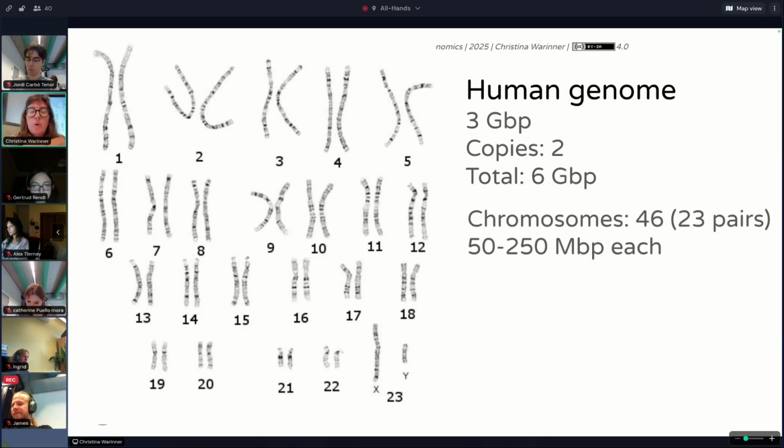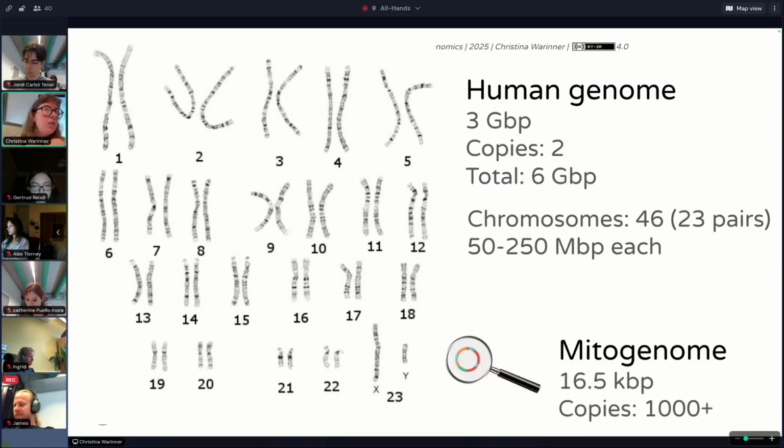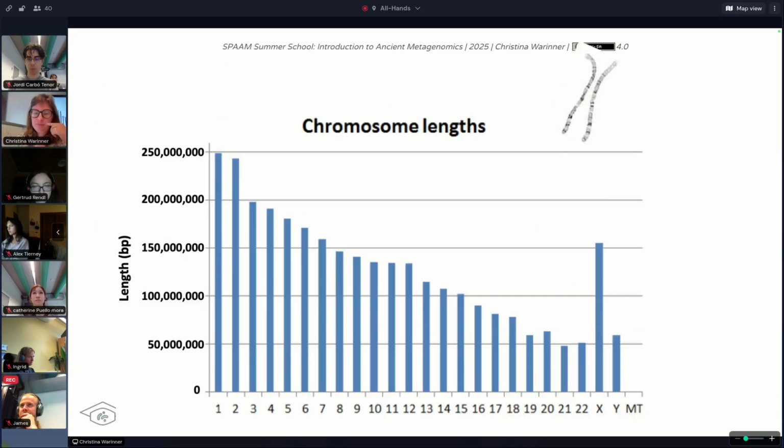We have 46 chromosomes that are arranged into 23 pairs, and they range from about 50 million to 250 million bases each. And we also have a mitochondrial genome, sometimes abbreviated to mitogenome, which is about 16,500 bases. I think it's like 16,469. And it's present with over 1,000 copies.